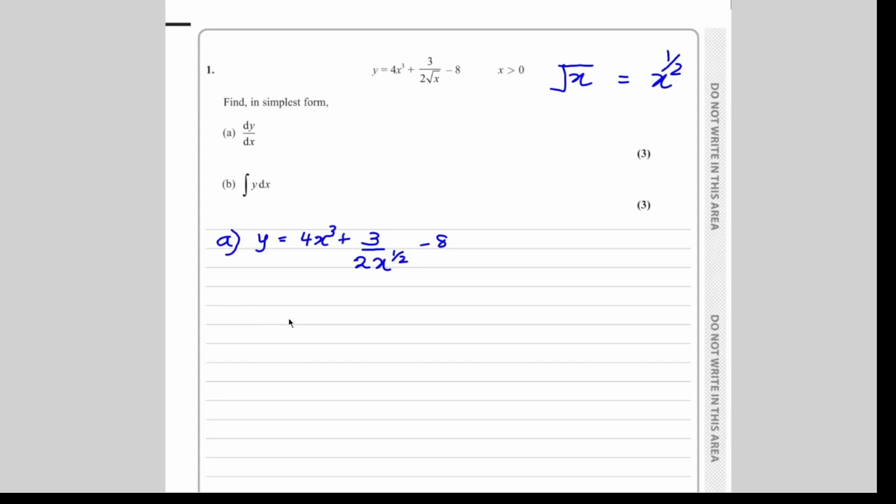When I'm chasing them, they are changing. What will happen to them? You need to change their power into negative. If they are already negative, you need to change them positive. If they are positive, you need to change them negative. You need to switch their sign. So I'm changing y equals 4x cubed plus 3 over 2 x to the power of minus half, minus 8.